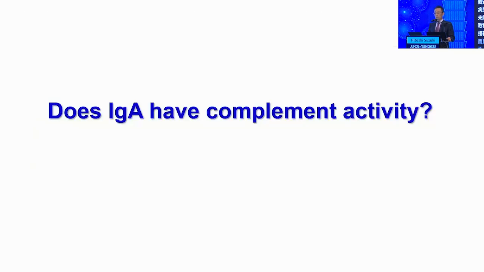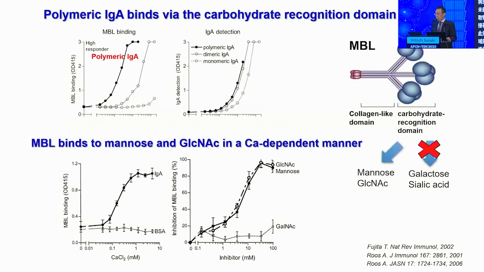However, there is a possibility that IgA also has the ability to activate the complement system. Polymeric IgA binds to MBL via the carbohydrate recognition domain of the MBL. MBL binds to mannose and glucan in a calcium-dependent manner.